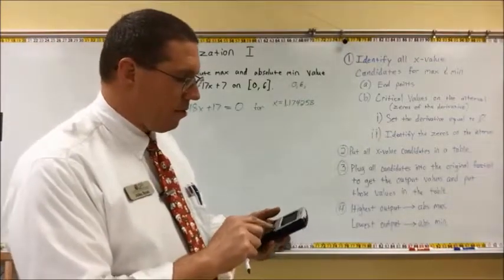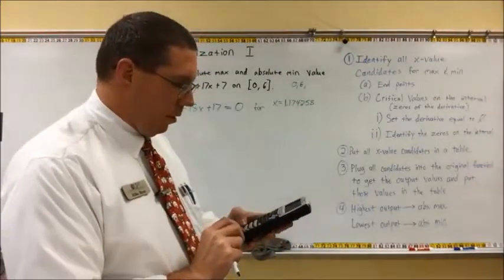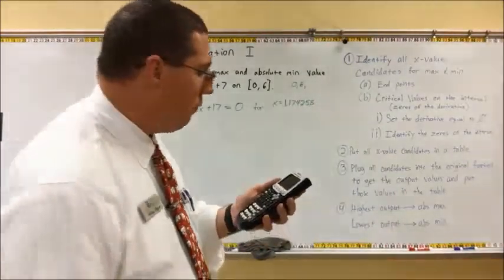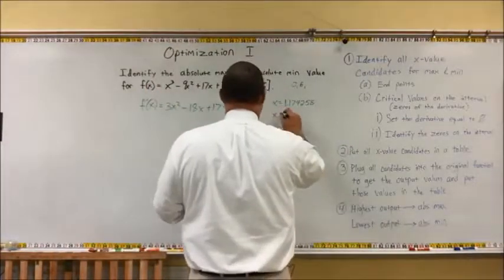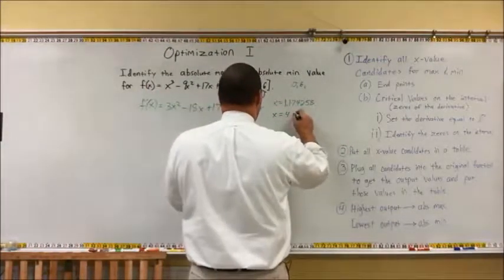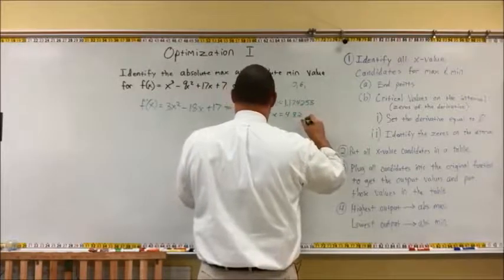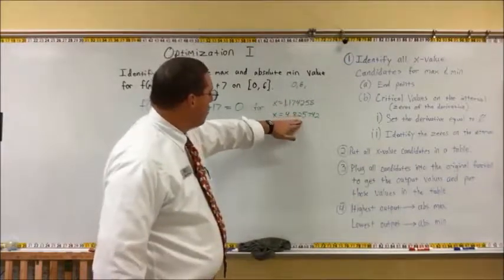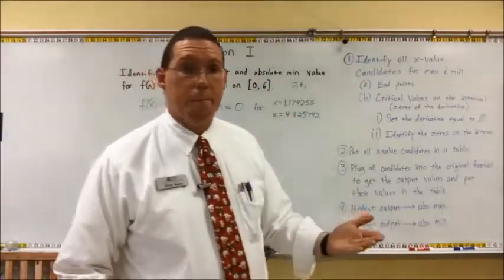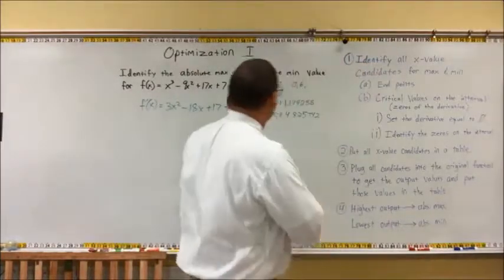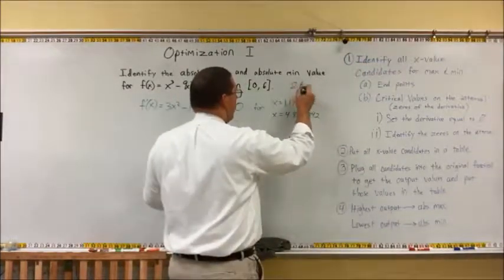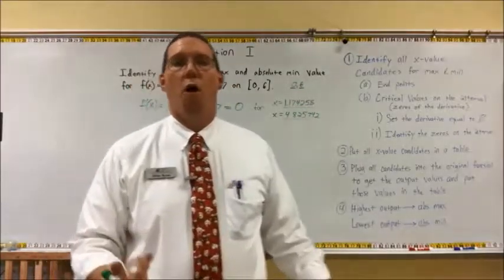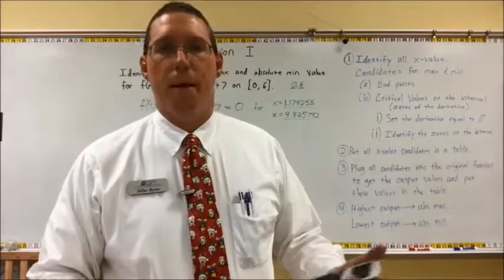Now I'm going to go second trace, option 2. All right, let's see here. And we got 4.825742. So the other zero is 4.825742. All right, so we got 2 zeros, and this one is between 0 and 6, so we're good. So we finished step 1. We've identified all of our candidates. We've got 0, we've got 6, we've got 1.174258, and we've got 4.825742. Those are all of our candidates for maximum and minimum.